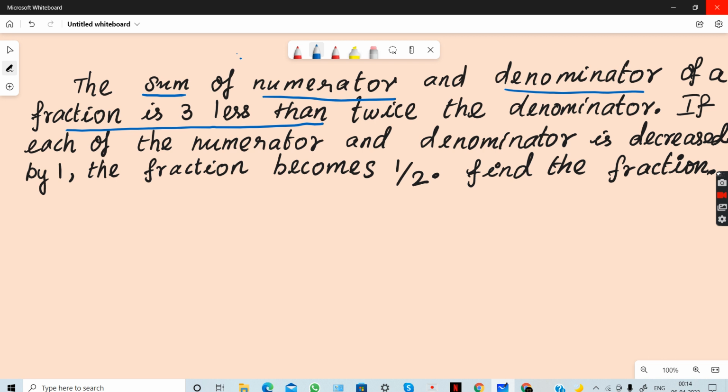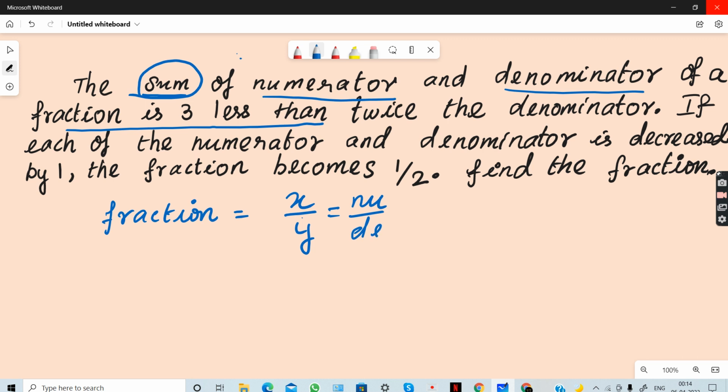Okay, students, so a very simple question. The sum of the numerator and denominator. So, a fraction. We don't know the numerator and denominator, so as usual, let's take x by y. So this is the numerator and denominator. Now read the sentence again.